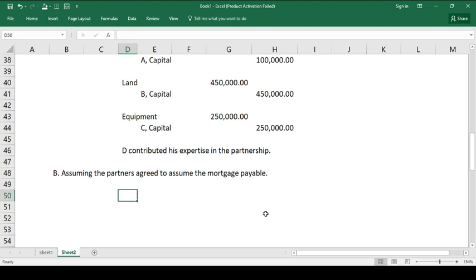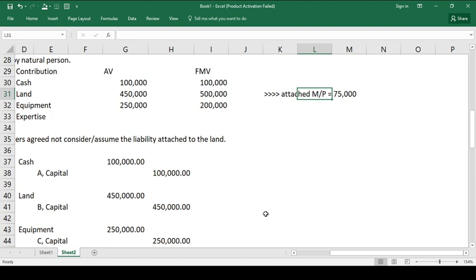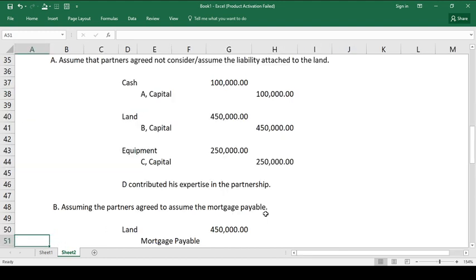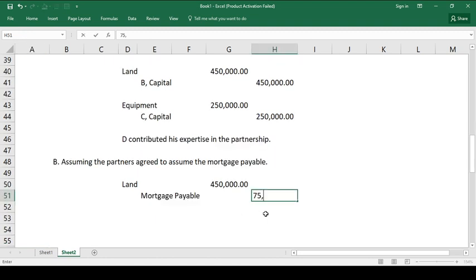Our entry would be like this. Still, we are going to use the agreed value of 450,000. And then we will credit mortgage payable. Why are we going to credit the mortgage payable? Because the partnership is assuming the liability attached to the said land, which amounts to 75,000. So we need to credit mortgage payable of 75,000 pesos. And another credit would be B capital. Instead of 450,000, the capital is no longer 450,000 but will be 375,000.